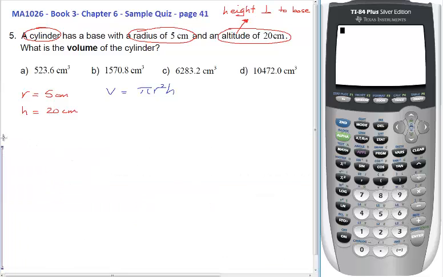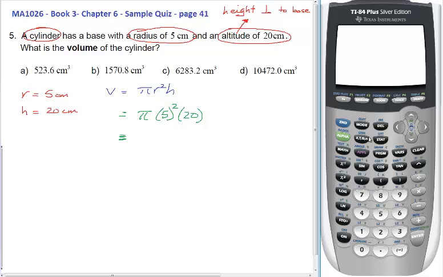Okay, now if we were given the diameter, don't forget to take half of it for the radius, right? Sometimes they'll give you the diameter, not the radius, but we are given a radius in this case, so just plug it in. Pi times the radius squared times the height. Now notice I always use parentheses when substituting. Now that's a calculator question.